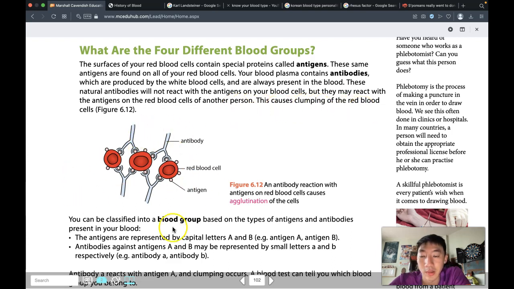Okay, so let's say, for example, this is antibody B, and then this is antigen B. Okay, so if the red blood cell has antigen B, and then there's this antibody that targets the antigen, then it will clump up together. It causes it to actually join up with other red blood cells, and this is what I call agglutination.